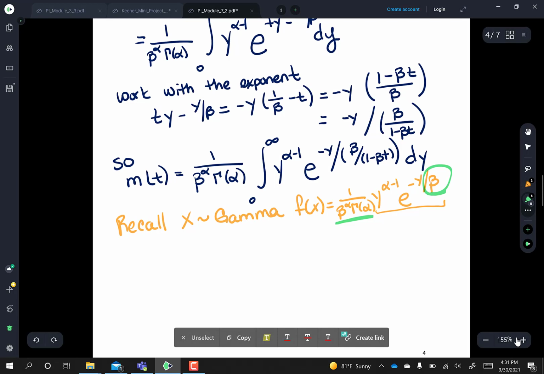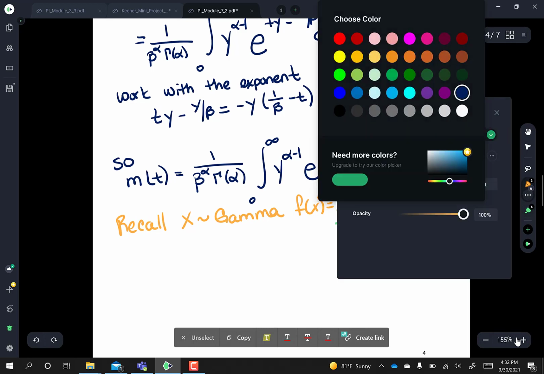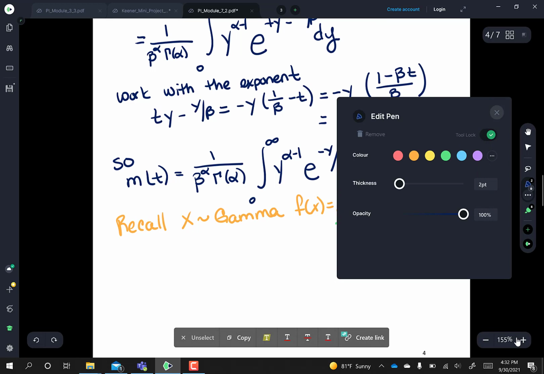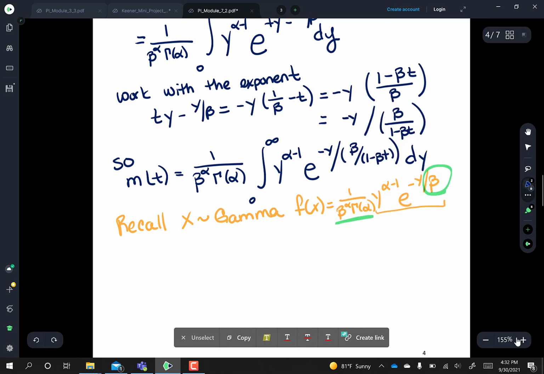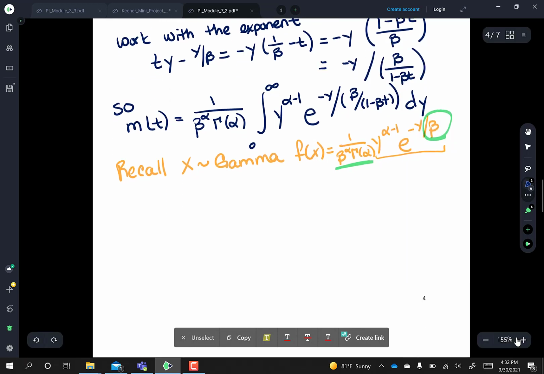So what we can do to help us with our integration is we can multiply by this constant, and then we'll also need to multiply by 1 divided by this constant so that they cancel each other out, and we'll end up with something that integrates to 1. And so again, this is a very common trick so that we don't have to actually do the integration.